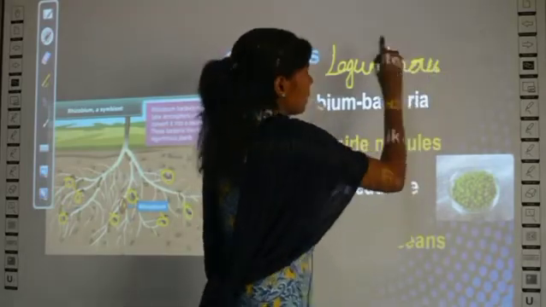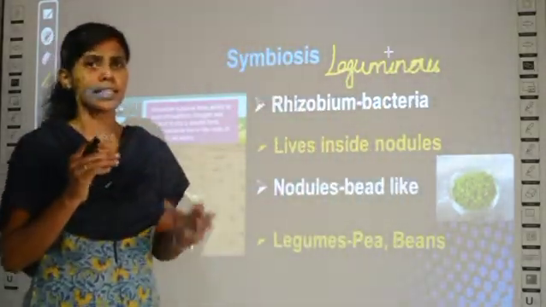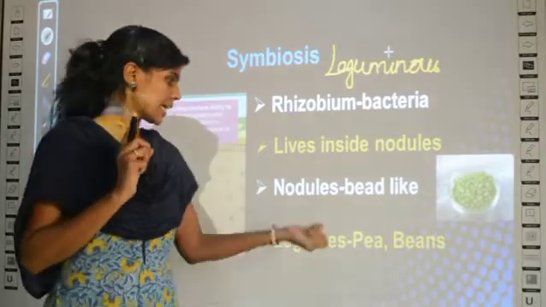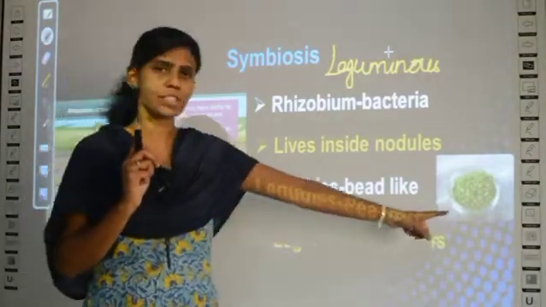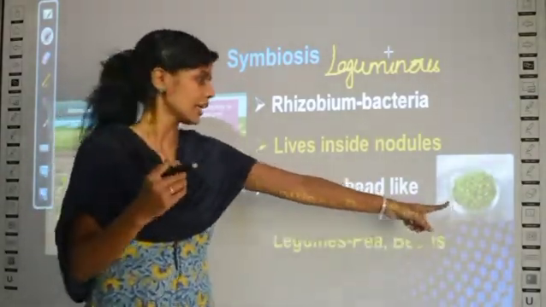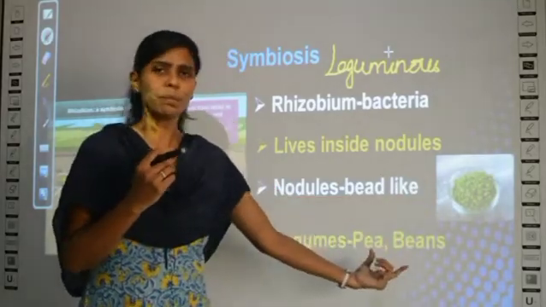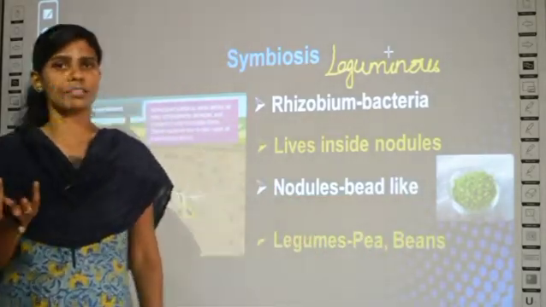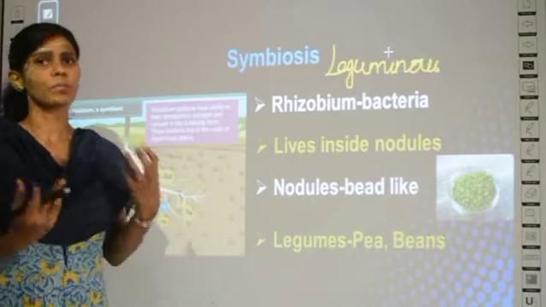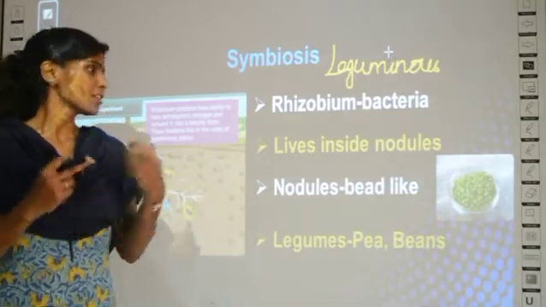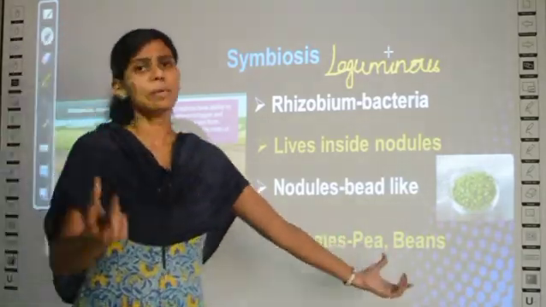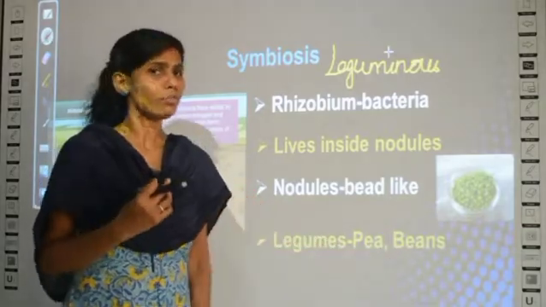Leguminous plants. What are leguminous plants? Certain varieties like pea, these are the green peas you eat, no? That is the pea plant, and beans you must have seen in vegetable markets, no? Your mom used to buy them, I guess. So pea and beans are examples of leguminous plants.